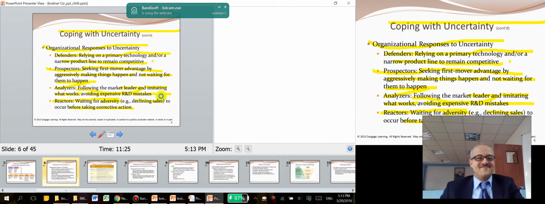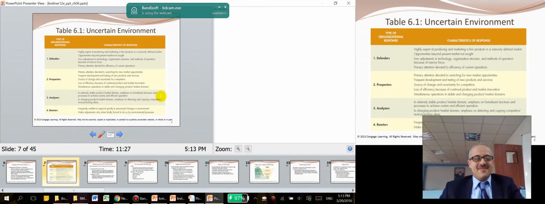Like Nokia. I don't know. This is not a classic. I need to have some evidence. These are examples of each one of these, and this is the explanation. You can read it in the book.